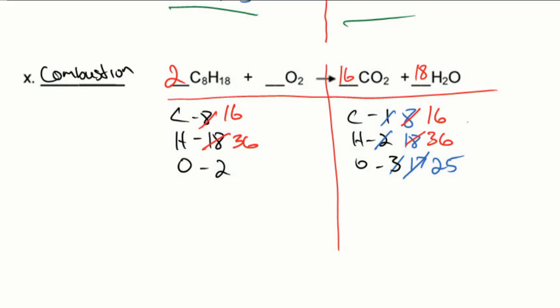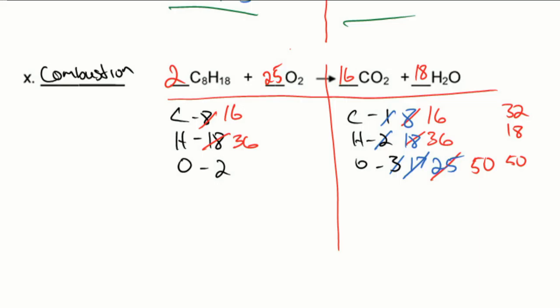And over here, 18 times 2 is 36. So that's happy. Now I need to count my oxygens on my product side. You added incorrectly. Okay, that's minor. 16 times 2 is going to be 32. And then I have another 18. So 32 and 18 is 50. So this goes to 50 oxygens. So I can put a 25 in there. Those numbers just got really, really big because I doubled everything.